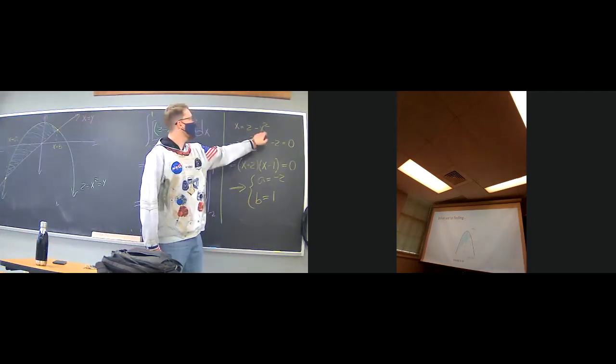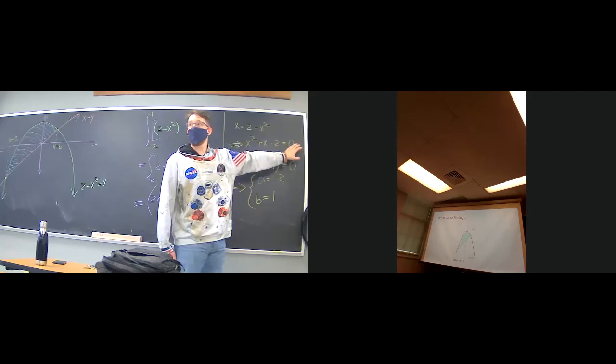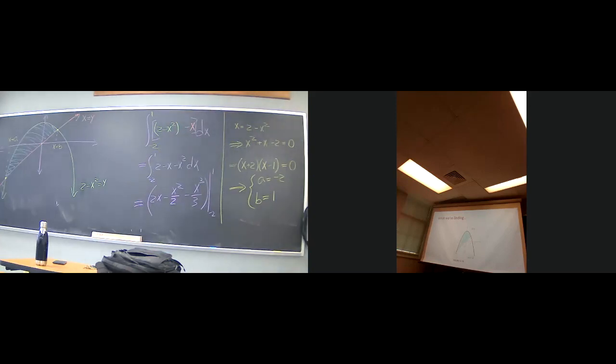We set the two functions equal, then we rewrote them and found that they were equal to 0. We said, all right, rearranging these terms, solving for x, we're going to get that x squared plus x minus 2 is equal to 0. Well, this thing factors out nicely, so we can find a and b pretty easily now. Yeah? So we've got our a and b here. a is -2, b is 1.